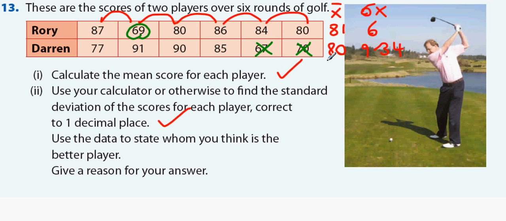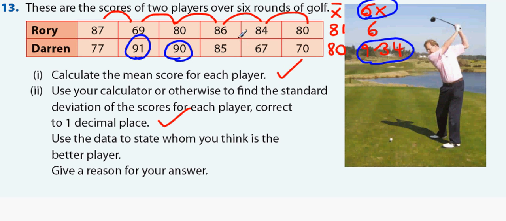But if you're talking about consistency, consistency has something to do with the standard deviation. Darren has a much higher standard deviation. Basically, when Darren plays golf and has a bad day, he has a really bad day, and when he has a good day, he has a very good day. Darren has been known to get 90, 91 and 90s, while Rory's highest scores are 86 and 87.